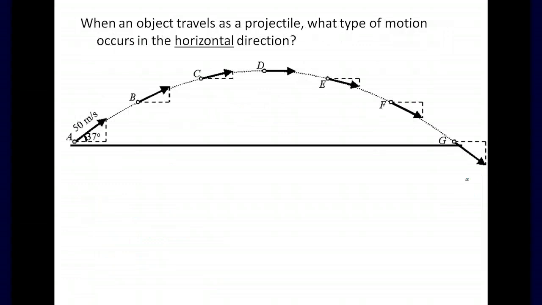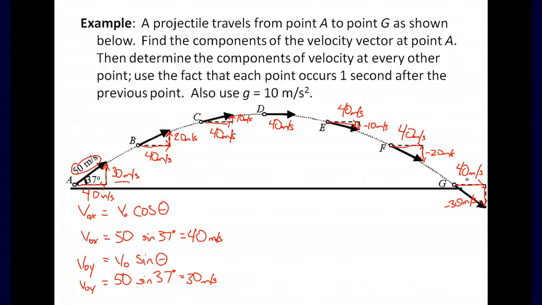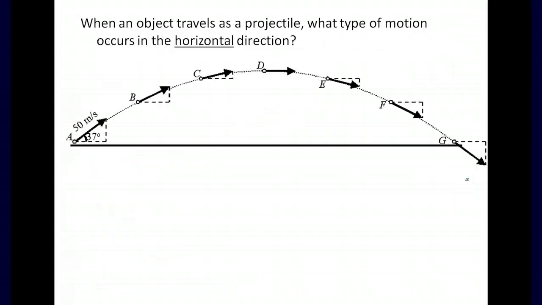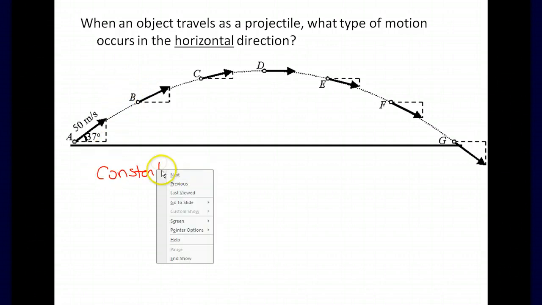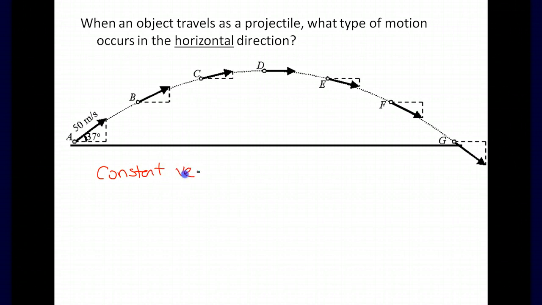Now, when an object travels as a projectile, what type of motion occurs in the horizontal direction? Well, if we come back and we look at that, we have constant velocity in the horizontal direction. It's always 40 meters per second for A, B, C, D, E, F, and G. It doesn't change. So we say that we have constant velocity in the horizontal direction.